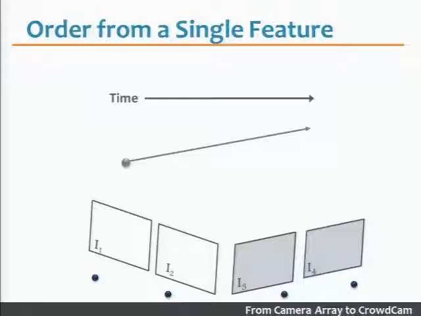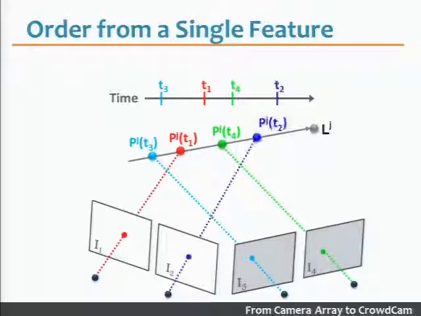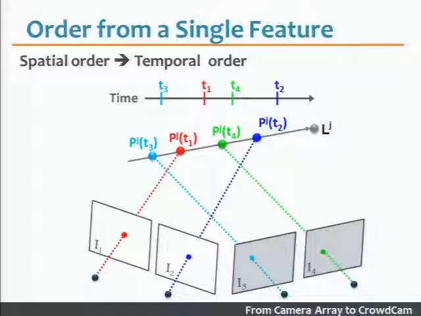So let's assume we have a 3D point that moves on a straight line. For simplicity, let's assume it's exactly a straight line. And it is sampled in different time steps by different cameras. So of course, if we had the 3D location along the line, we could say that the spatial order of points along the line equals the temporal order. But this requires estimating the 3D points or estimating the 3D line.